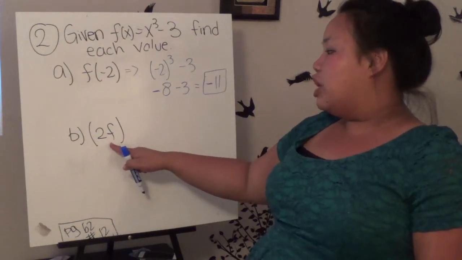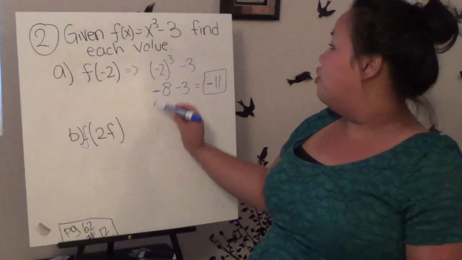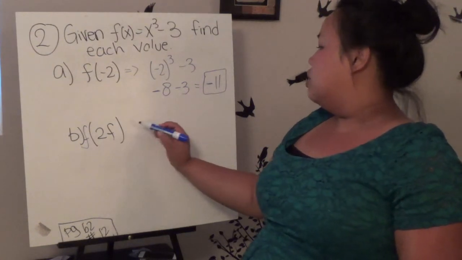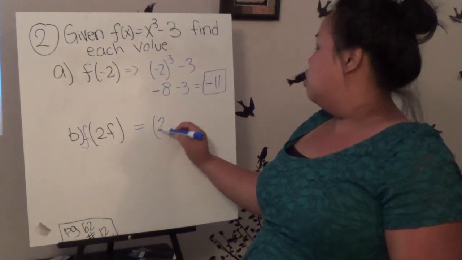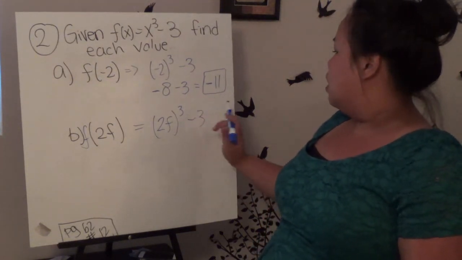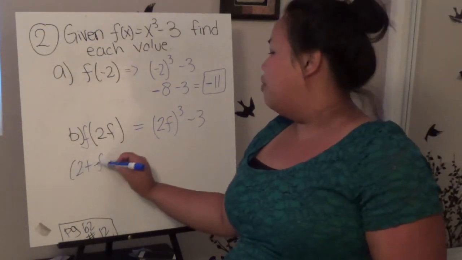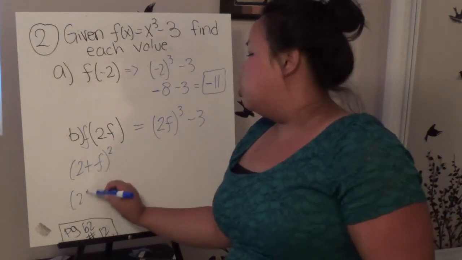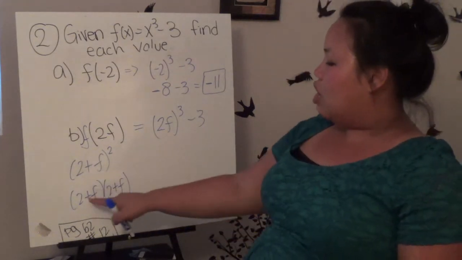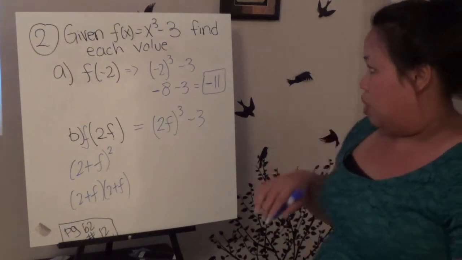This one is a little bit trickier because it's f of 2f. So instead of replacing it with just a number, I'm going to replace it with a number and a variable. So it's going to look like this: 2f cubed minus 3. Because there's no plus or minus inside, okay, if there was a plus or minus, for example, if I had 2 plus f squared, I would have to do 2 plus f times 2 plus f. Because of that plus in there, I have to put it side by side and then I have to FOIL, which we learned in Algebra 1.